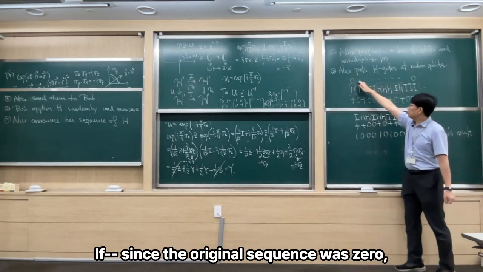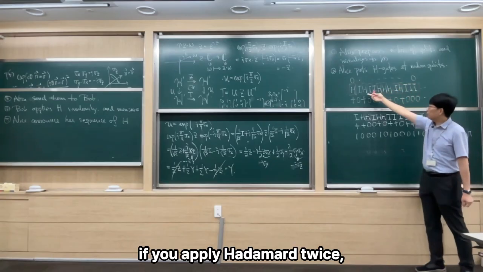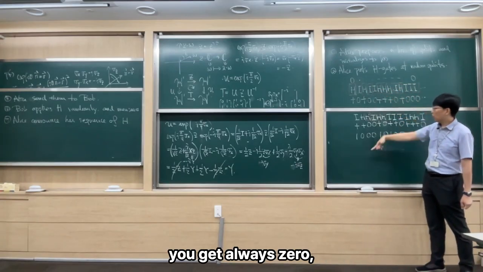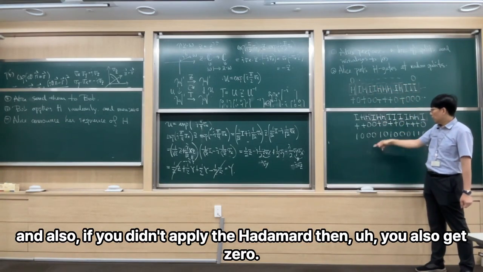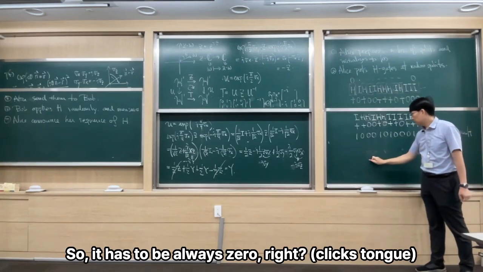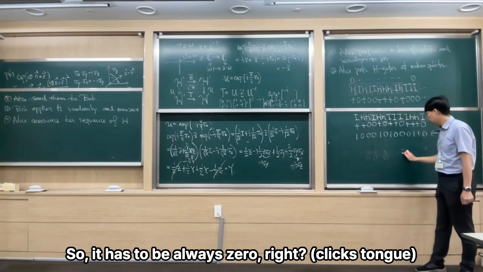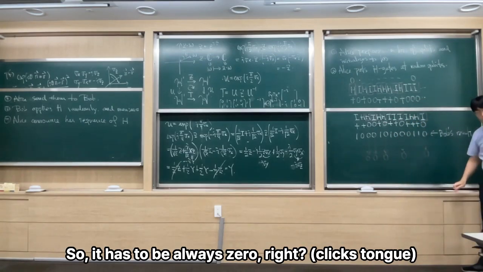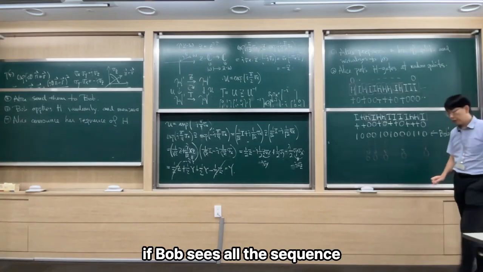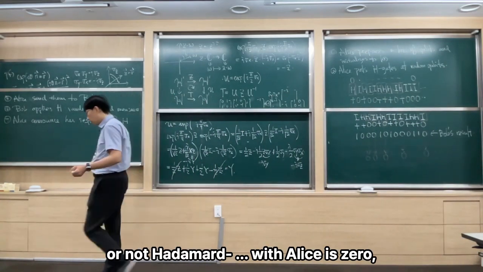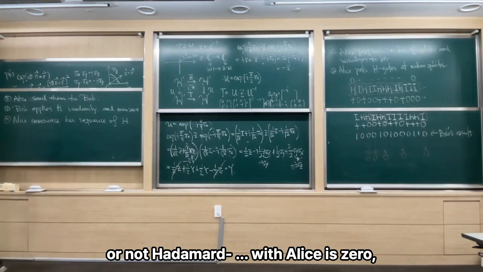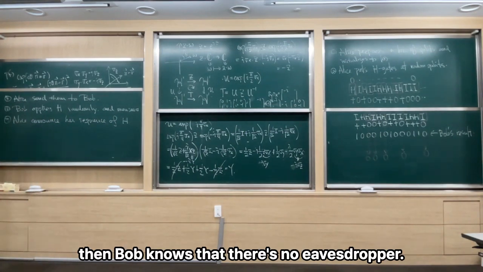So what happens? Since the original state was 0, if you apply Hadamard twice, you always get 0. And also, if you didn't apply the Hadamard, then you also get 0. So it has to be always 0, right? So if Bob sees that all the positions that match Alice's, with Hadamard or not, are 0, then Bob knows that there's no eavesdropper.